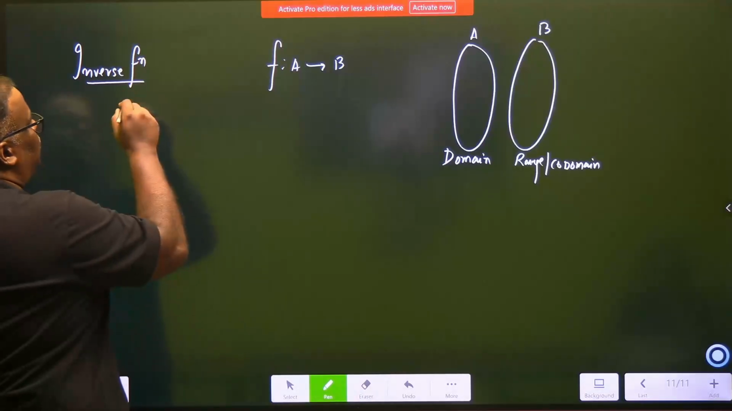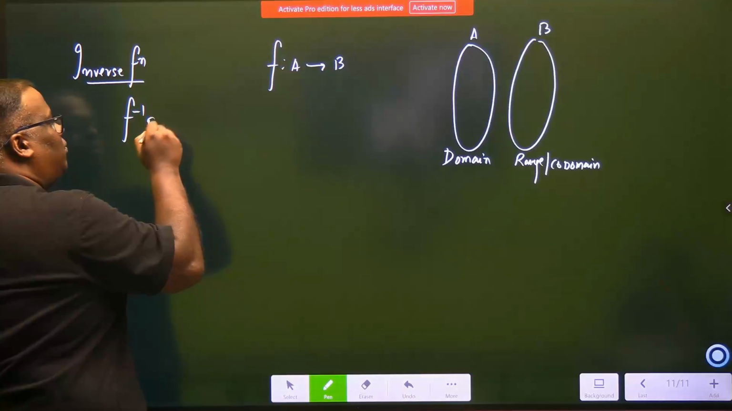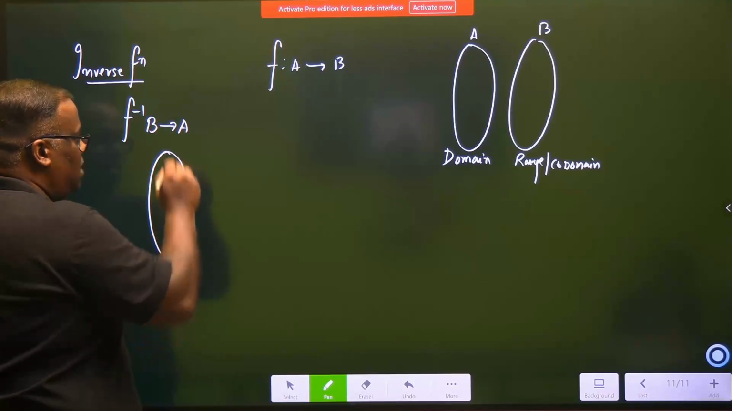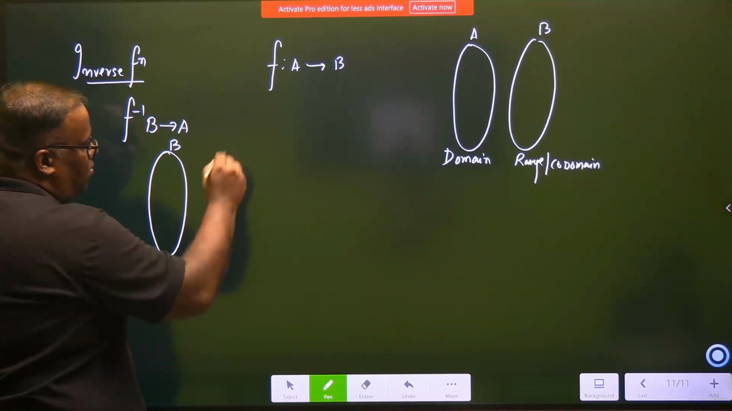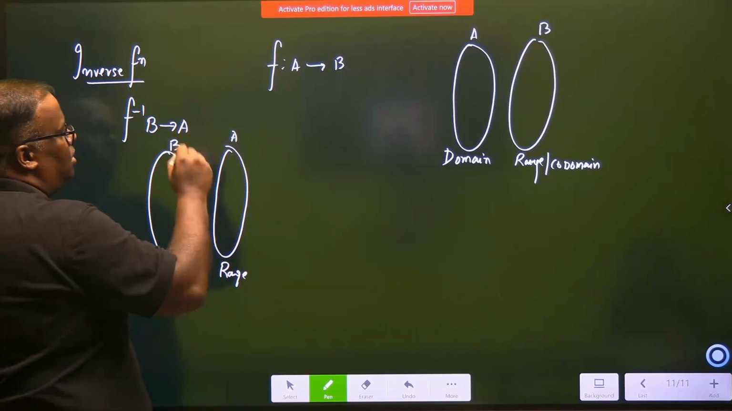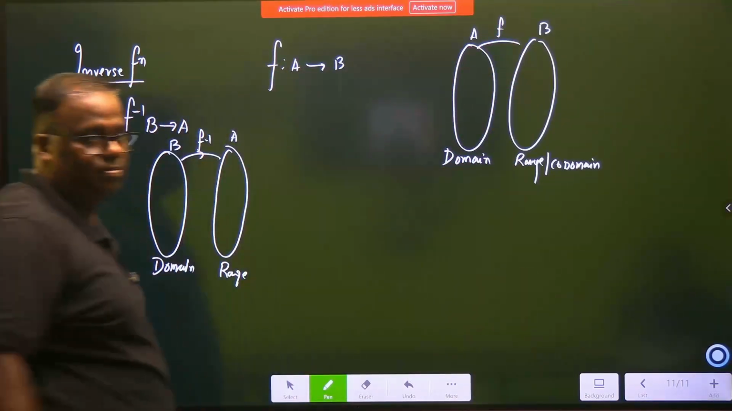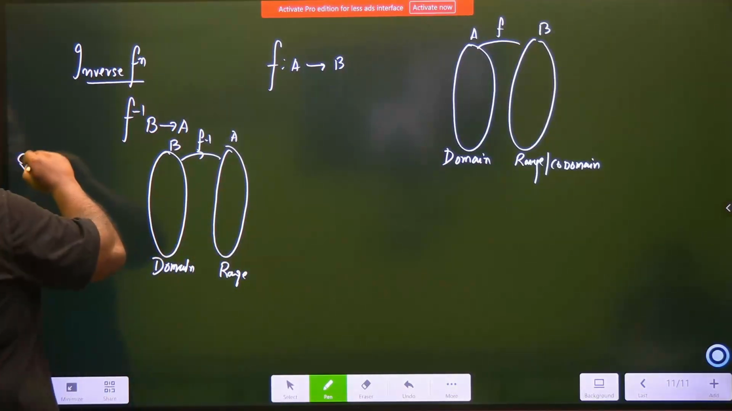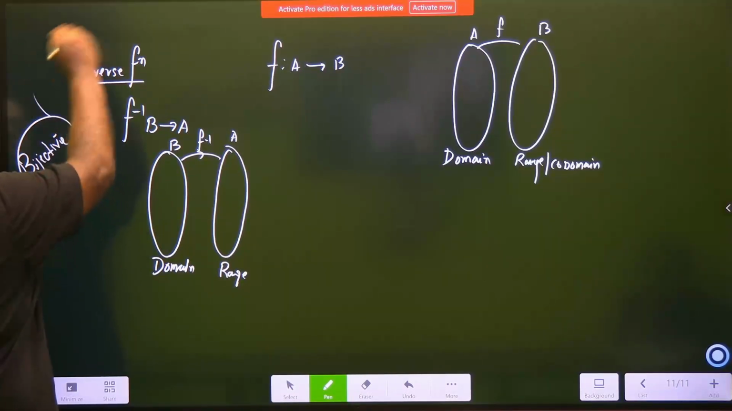Whenever you say inverse of a function, it is written as f inverse. The inverse of a function will now be mapped from B to A. So for the inverse function, my B becomes the domain and my A will become the range. Agreed? This is the inverse function, f inverse. This is f.